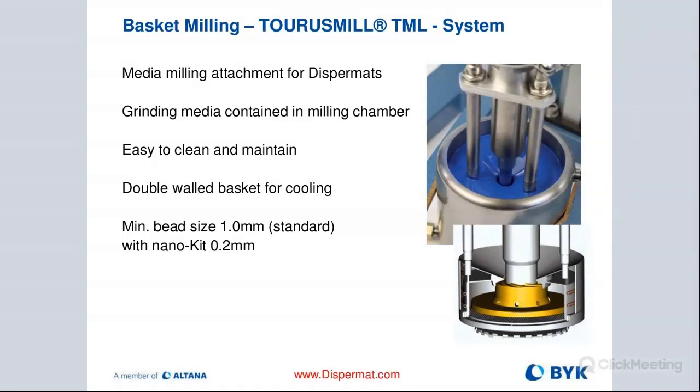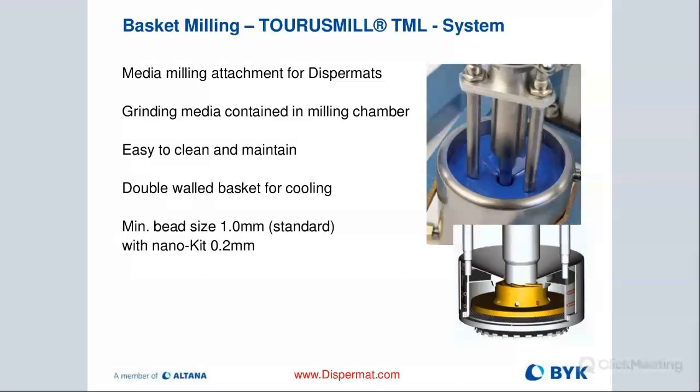Now imagine if my viscosity is too high, then my material would cake up right here and I have no way of moving the product into my basket mill. Or it's not moving at all if it's very thixotropic. We have seen the material kind of stagnant around these bars right here and not moving properly, then it's also very difficult to use that type of media mill. However, if we have good flow, a basket mill is a really good alternative to a horizontal media mill or a vertical bead mill, because it's very easy to operate, also very easy to clean, and we get very efficient milling results. As a matter of fact, we can go down to about 500 nanometers with the standard TML.